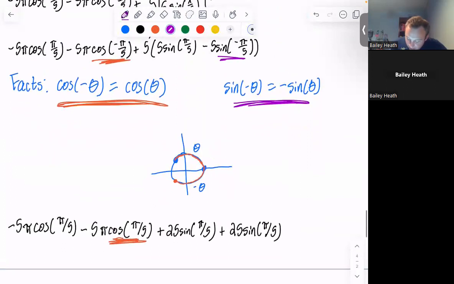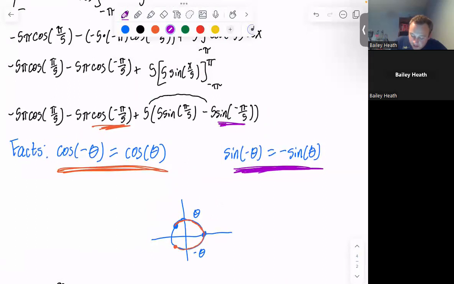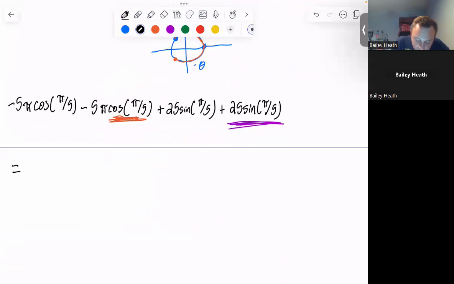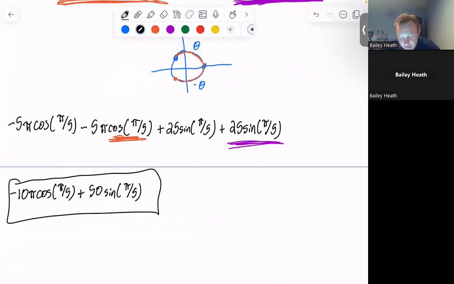Right, so that's because of this substitution. I'm making this substitution here in place of sine of negative pi over 5. So all of this comes out to negative 10 pi cos pi over 5 plus 50 sine of pi over 5. And that would be our final answer. Again, I don't know what sine and cosine of pi over 5 are, so I'm just going to leave them like that. That's the most precise answer that we can give.